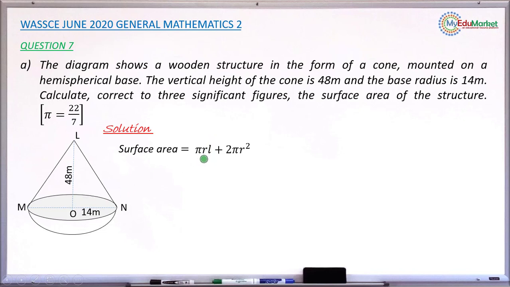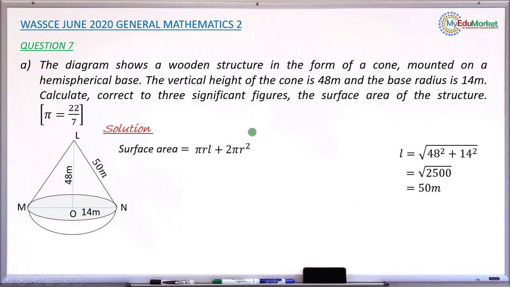So what is required of you is to find the slant height of this cone. Then you can come back to this formula and substitute. Finding the slant height of the cone, look at it. This is the slant height. I can apply the Pythagoras theorem. I have this side 48, I have this side 14, and this is a right angle triangle. So the slant height is the square root of 48 squared plus 14 squared. Getting 48 squared and 14 squared correctly and adding the two results gives 2,500. The square root of 2,500 gives 50 meters. So the slant height of this cone is 50 meters.